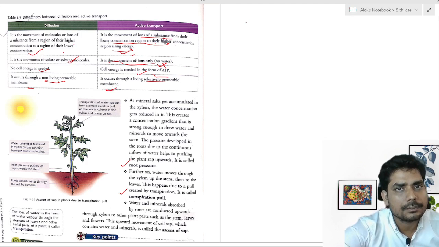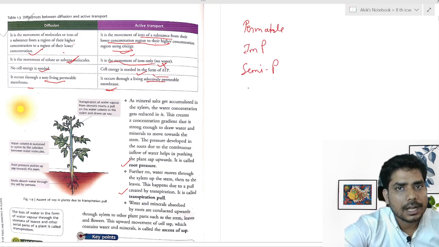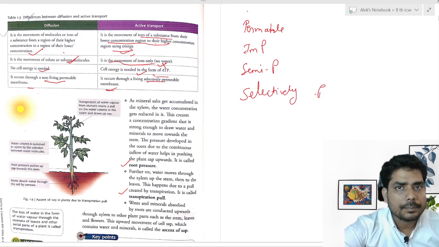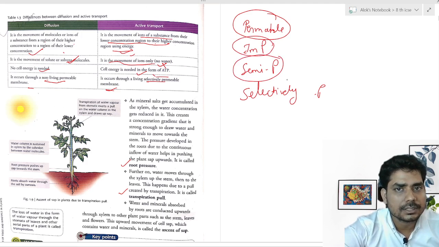There are three types of membrane: permeable membrane, impermeable membrane, semi-permeable and selectively permeable membrane. In a permeable membrane, diffusion occurs. In an impermeable membrane, no diffusion, no osmosis. In a semi-permeable membrane, only osmosis occurs. In a selectively permeable membrane, only active transport occurs. Okay.